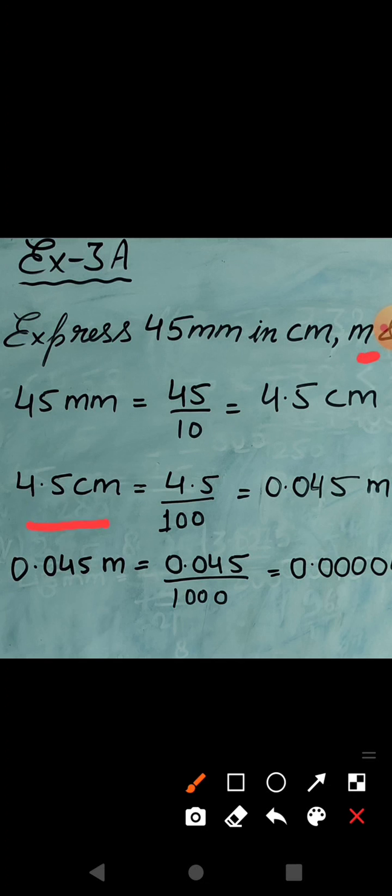Now we are converting into meters. We know that in 1 meter there are 100 centimeters, which means meter is bigger than centimeter. Again we are converting a smaller unit to a bigger unit, centimeter to meter.